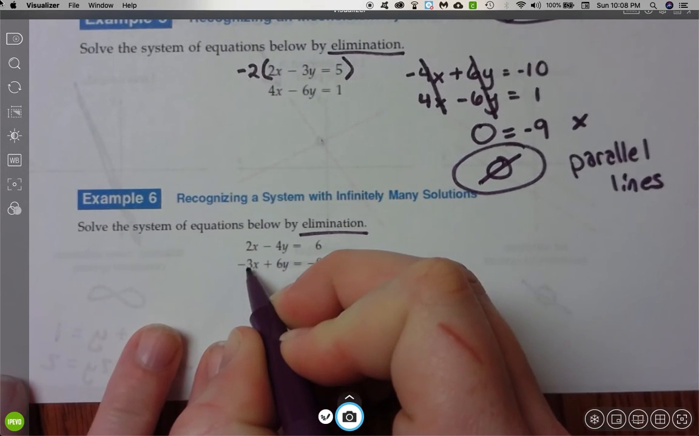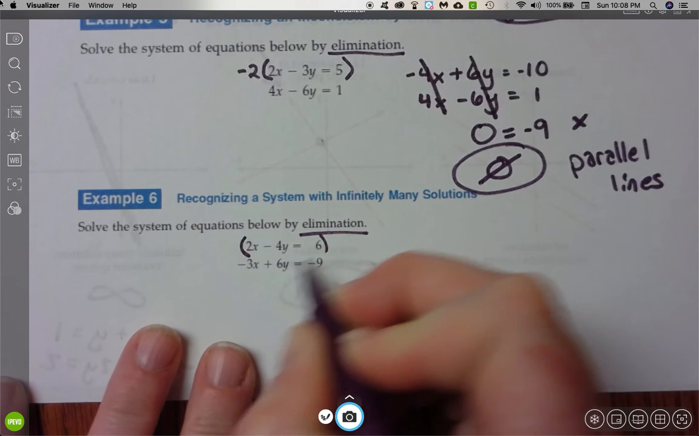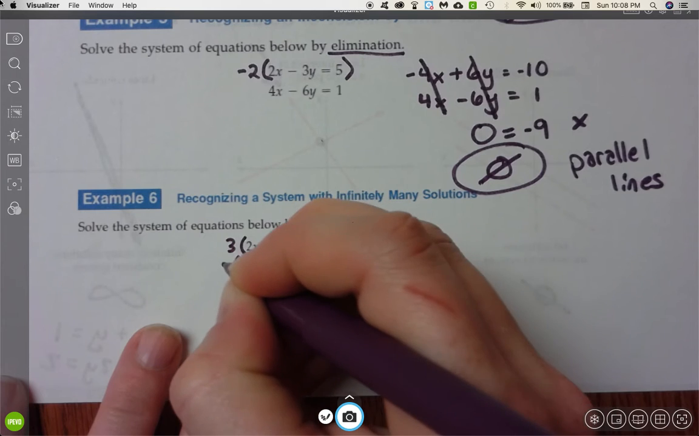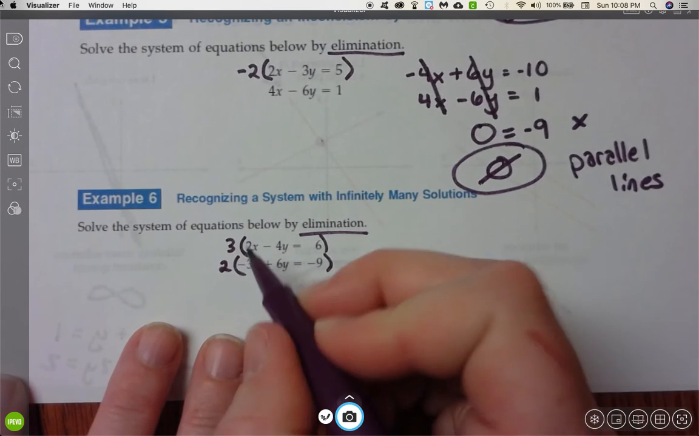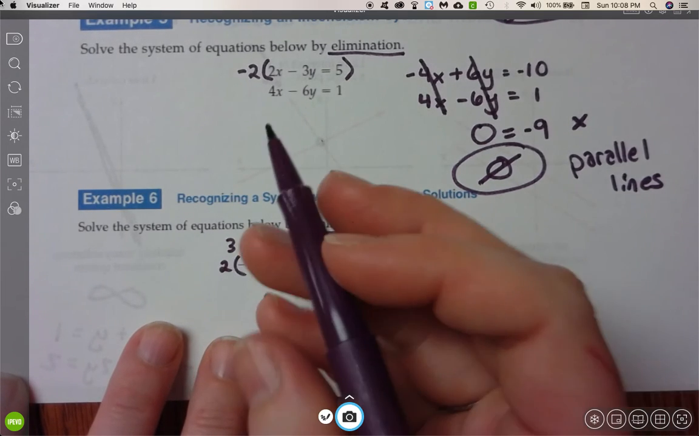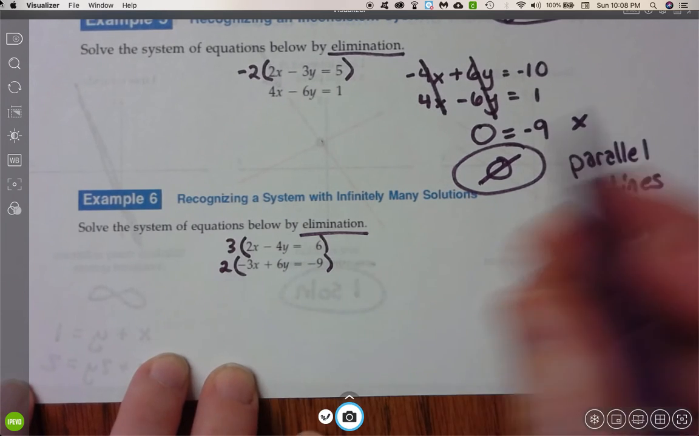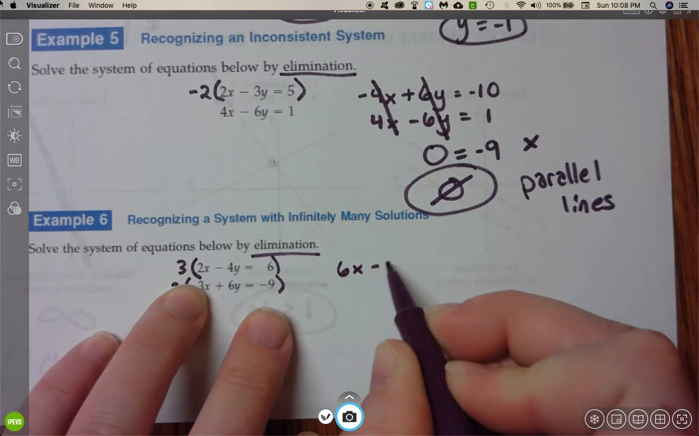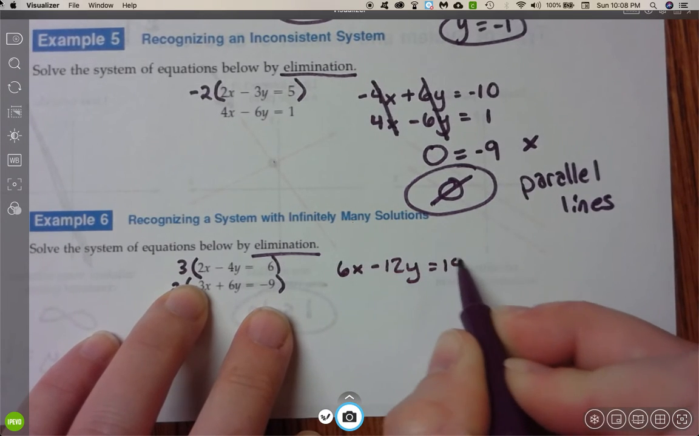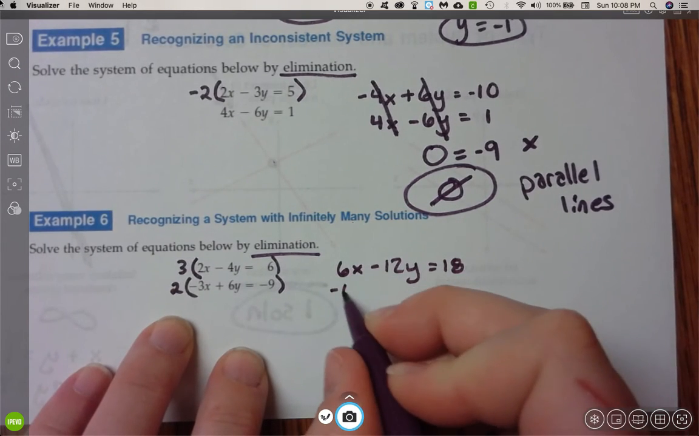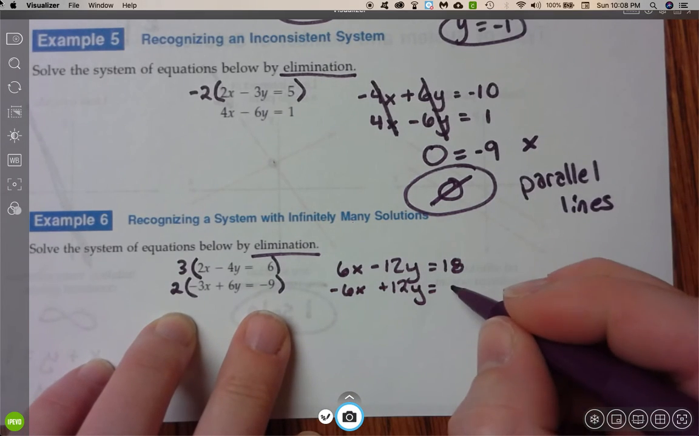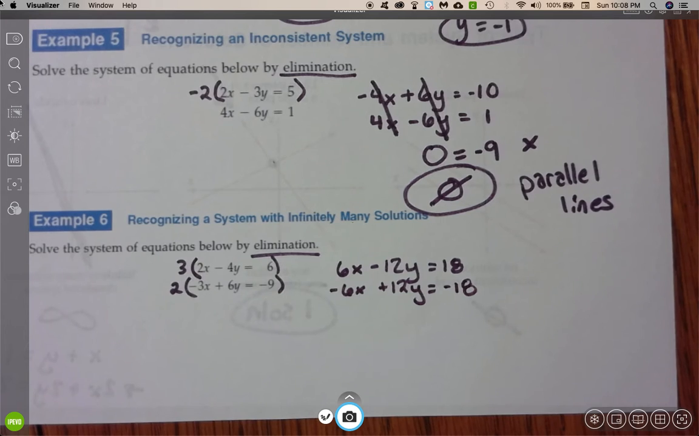So I have 2 and -3. I'm going to have to multiply both equations here. Let's multiply the top by 3 and the bottom by 2. So then I get 6's for both of them, and the bottom one will be a -6. So if I do that, 3 distributed through will give me 6x minus 12y equals 18. Bottom one will give me -6x plus 12y equals -18. So that's what I'll have there.